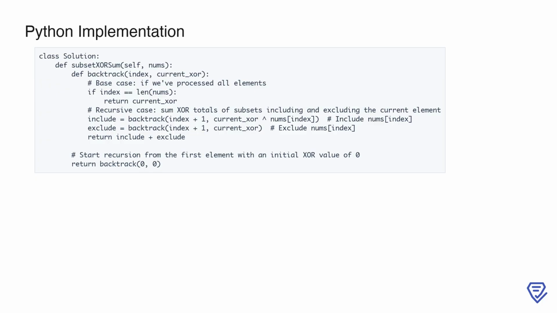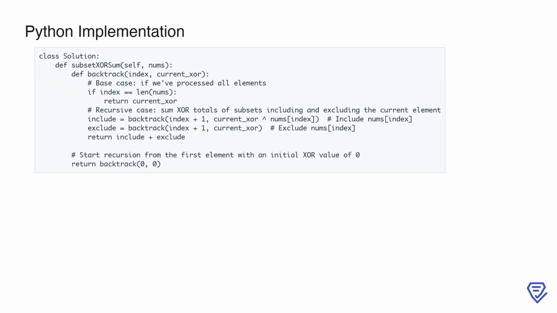Line by line explanation. 1. Backtrack function. This recursive function takes 2 arguments: index, the current position in the list, and current_XOR, the XOR value computed for the subset formed so far. The base case is triggered when index equals the length of nums, meaning all elements have been processed. At this point, the function returns the XOR value of the current subset.